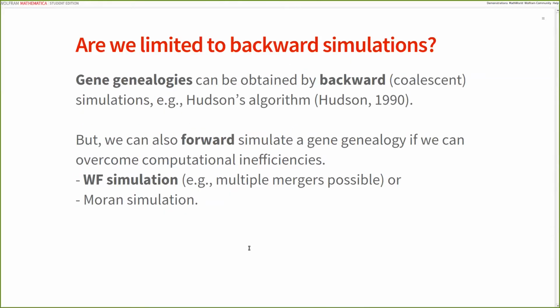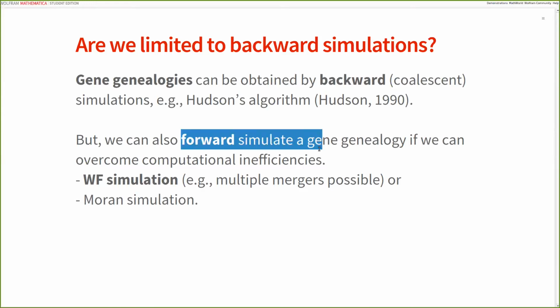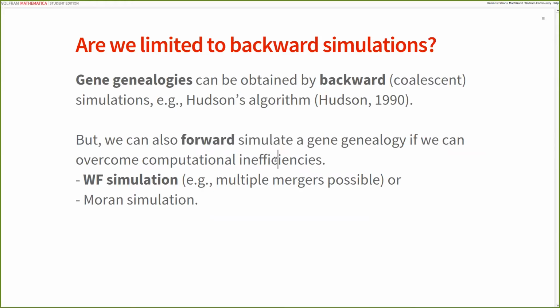All right, so we learned backward simulations are extremely efficient, but they do not cover the full range of scenarios we are interested in. Therefore, I'm interested in finding additional approaches that give the same output, but allow me to consider different evolutionary scenarios. So besides backward simulation, for instance by Hudson's algorithm, we can also just forward simulate an evolutionary simulation and obtain a gene genealogy from that.